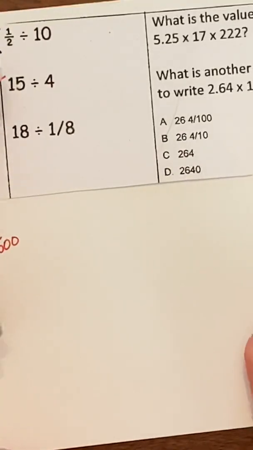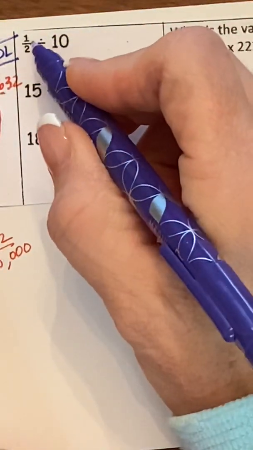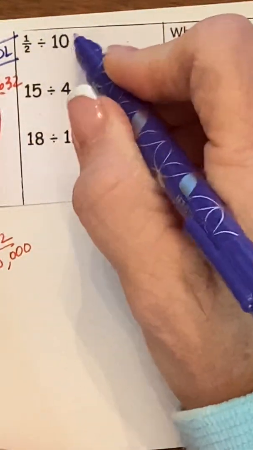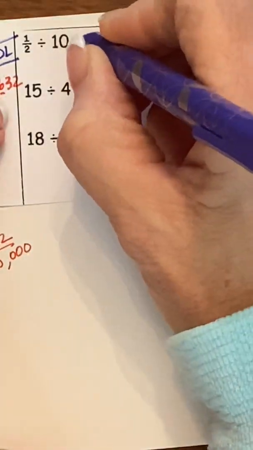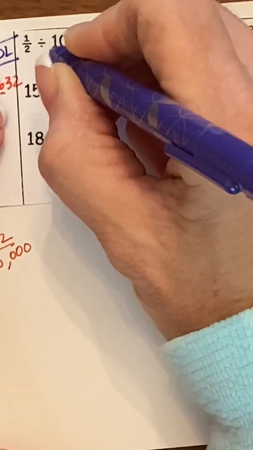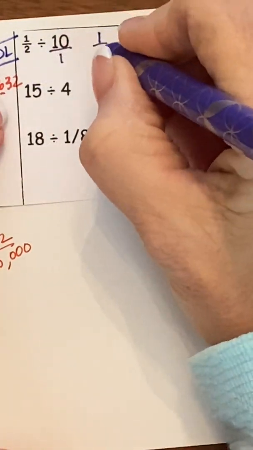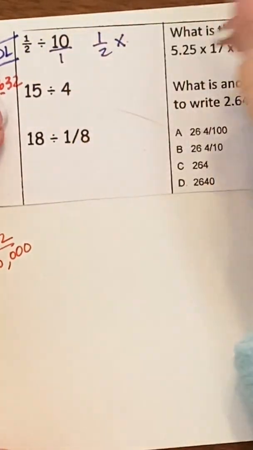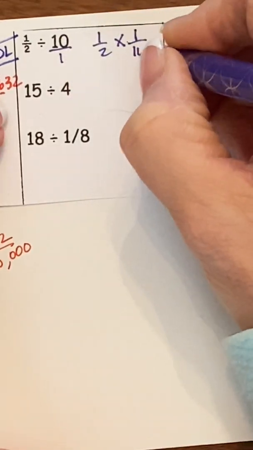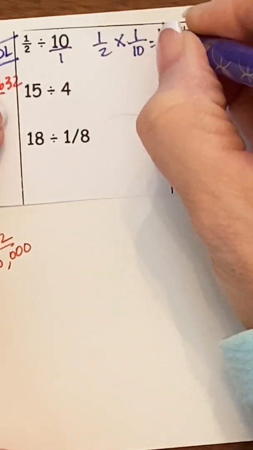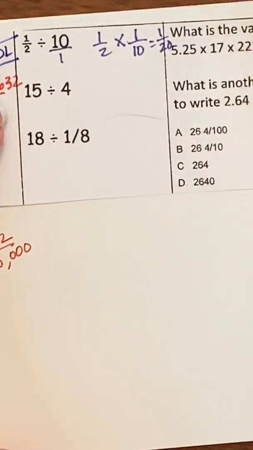All right, we're going to look at this next one. We were dividing fractions, or dividing whole numbers by fractions. So our first step is we're going to turn this into 10 over 1. We're going to keep the first fraction as a half. We're going to change the sign to multiplying, and we're going to flip the last fraction. Instead of 10 over 1, it's going to be 1 over 10. And then we're going to multiply across. So that makes 1/20th. Because you found out what a half of 10 was, it's 1/20th.